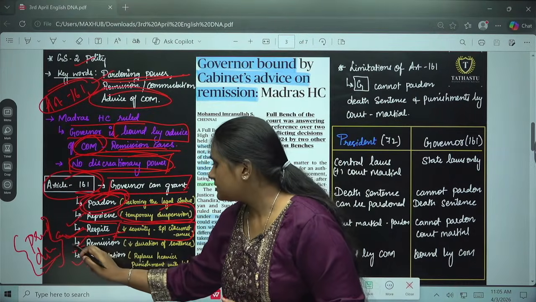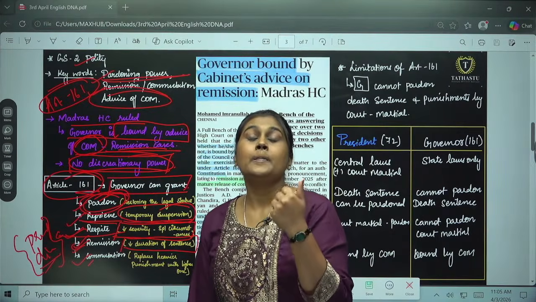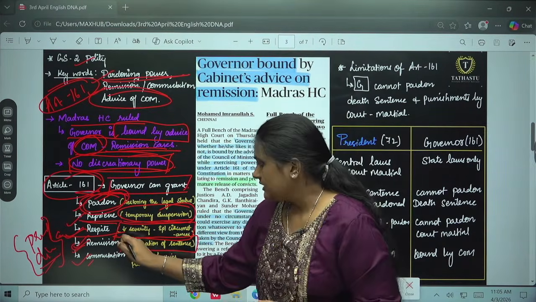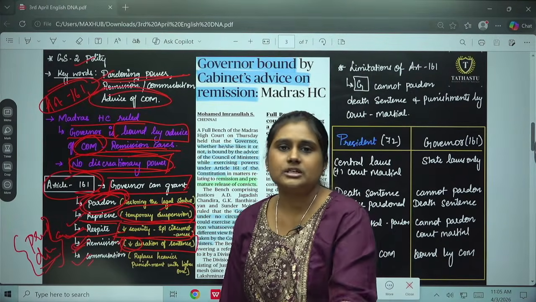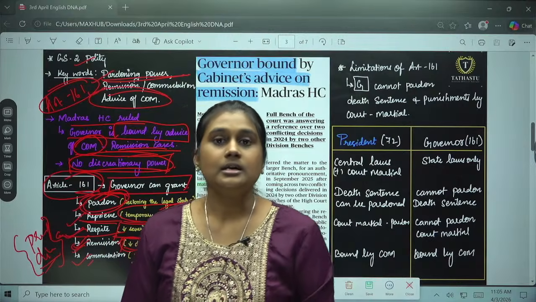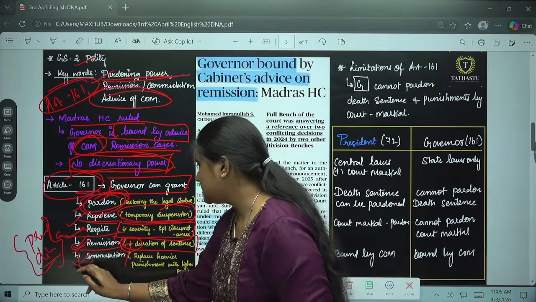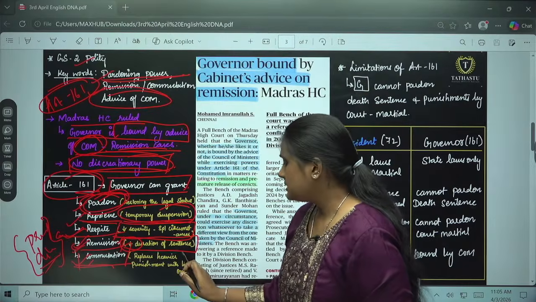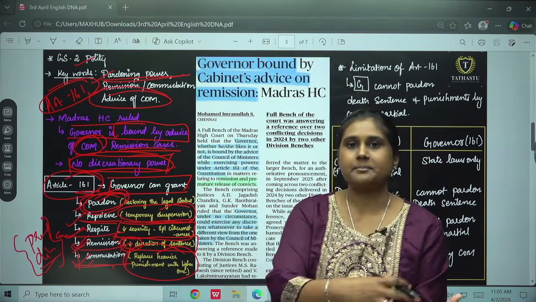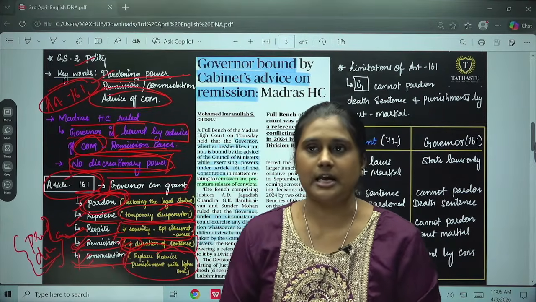Remission is about reducing the duration of the sentence. Here also the nature of the sentence will be the same, but it will have a lesser duration. If it is 4 years or 3 years, it will be reduced to 1 year or 2 years, based upon their behavior and conduct. Then commutation is about replacing a heavier punishment with a lighter one, like the death penalty being transformed into a life sentence.